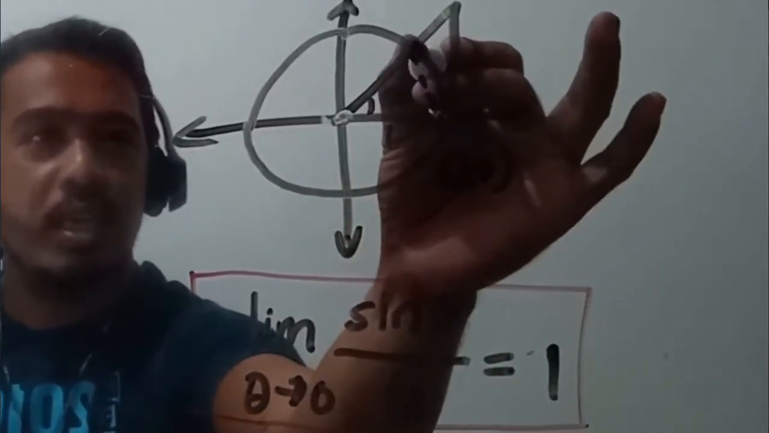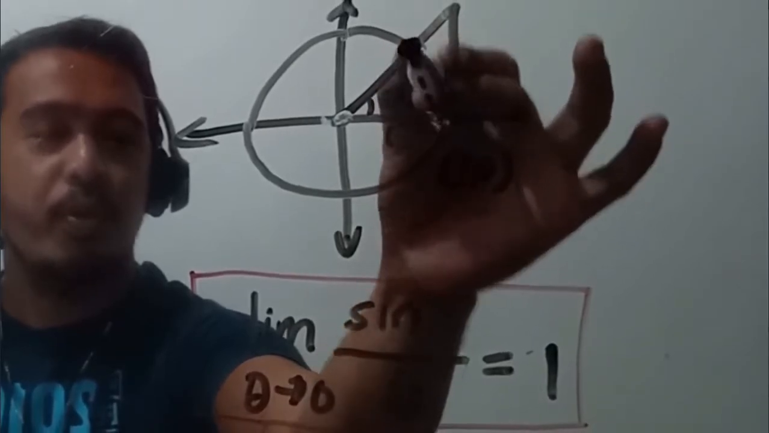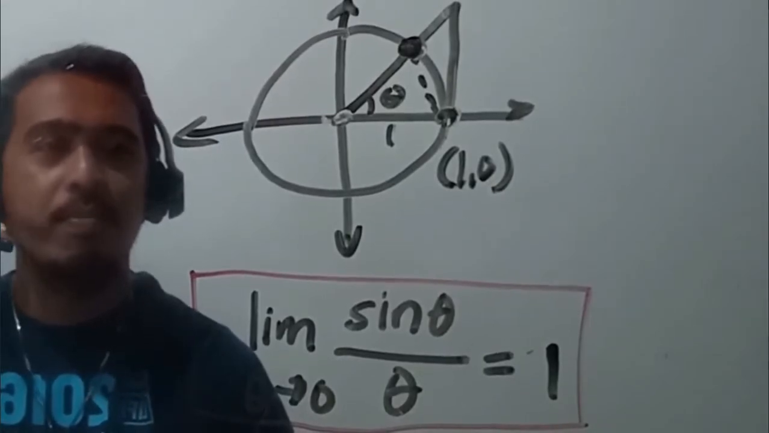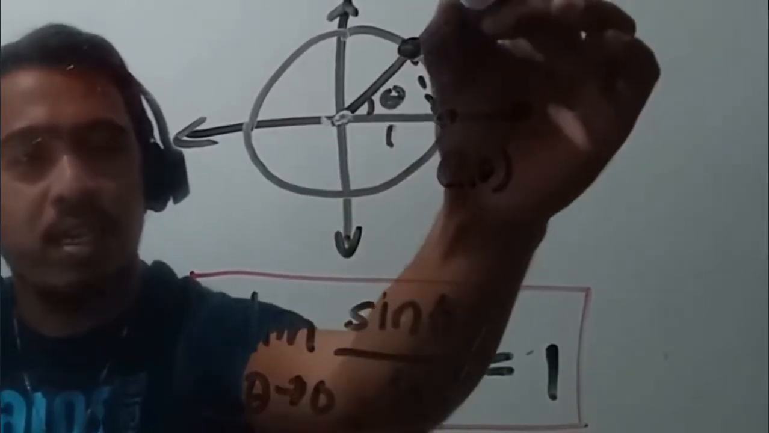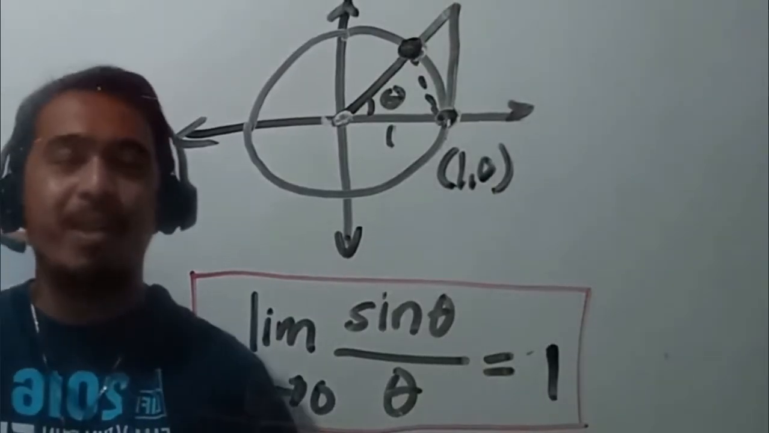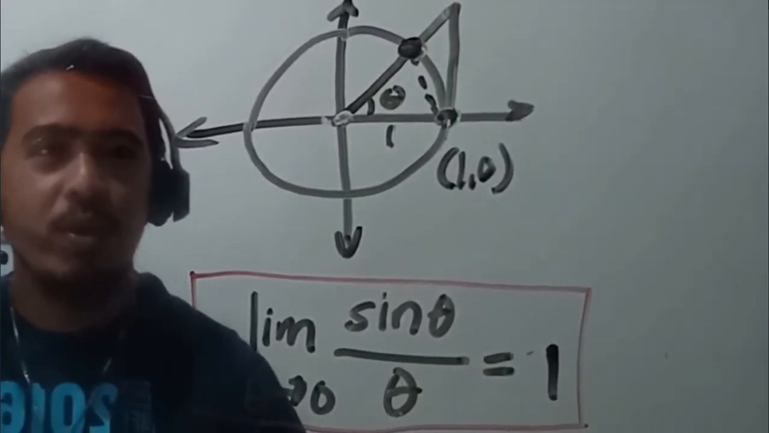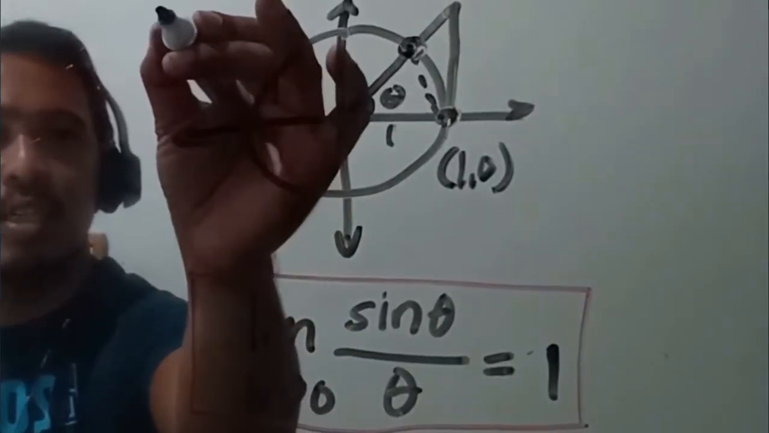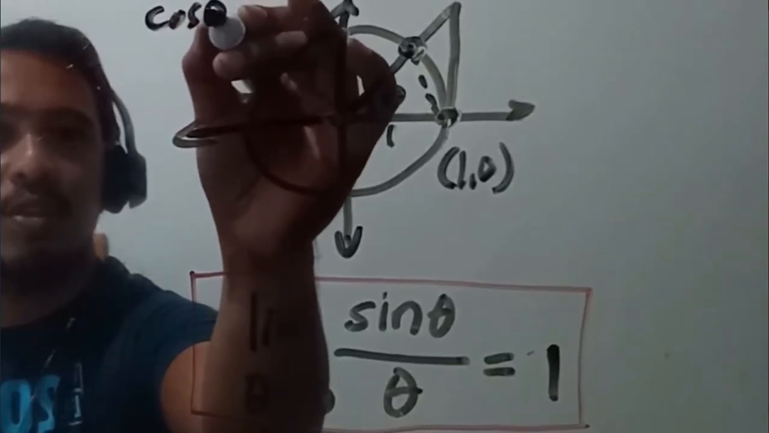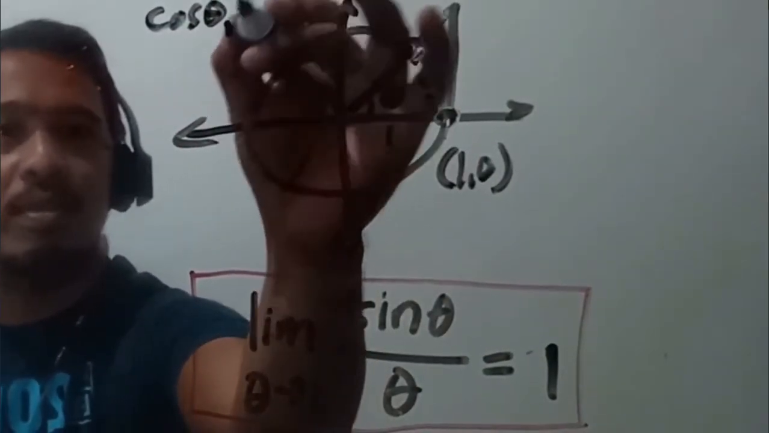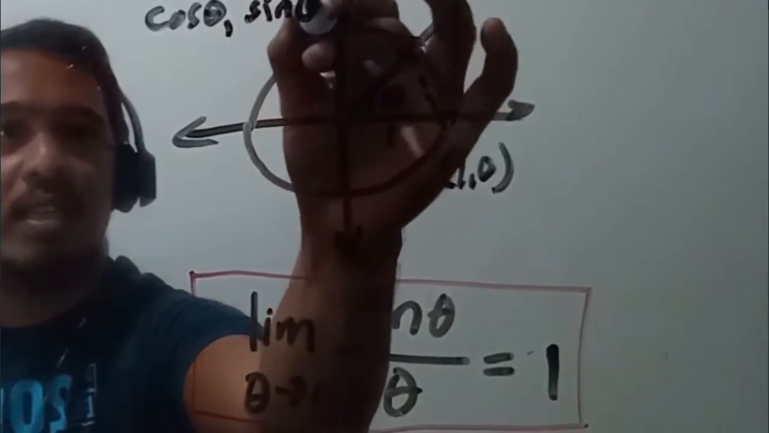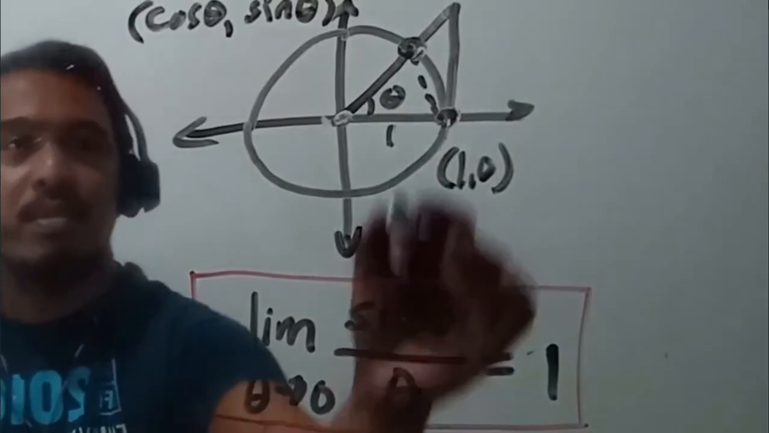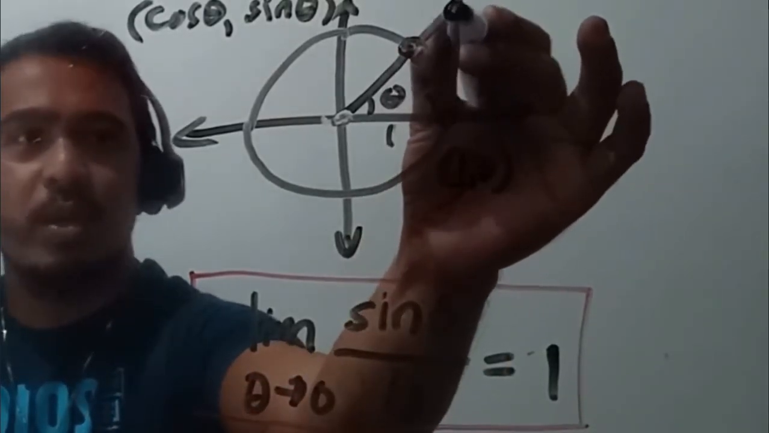So this is a terminal point in your unit circle, the intersection between the terminal ray and the unit circle. And we all know that the terminal point is just cosine of your angle theta, sine of your angle theta. Okay, how about this one?